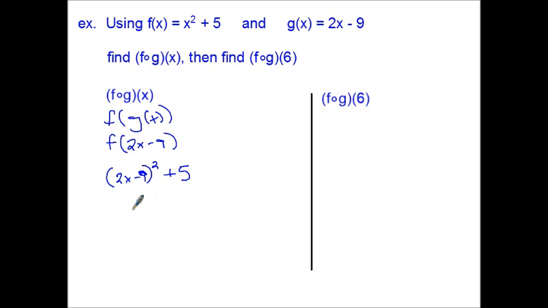So 2x minus 9 quantity squared. Hopefully you can FOIL that out pretty quickly, or else do it in your head. We get 4x squared, a negative 18x twice, so that's a negative 36x, and negative 9 times negative 9 gives us a positive 81, and then the plus 5 can just come on down.